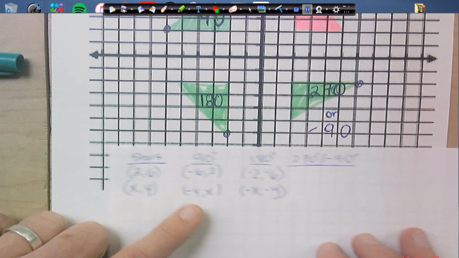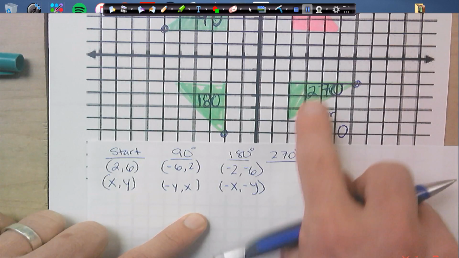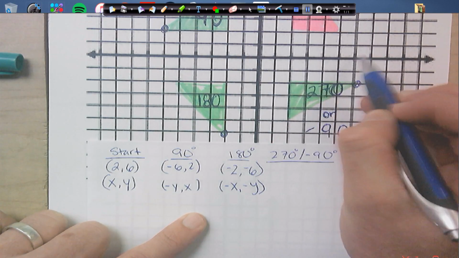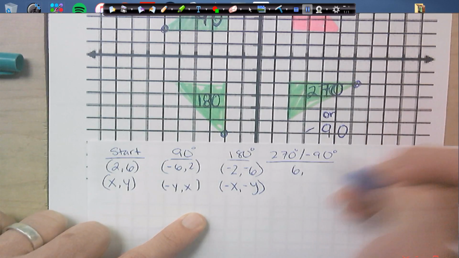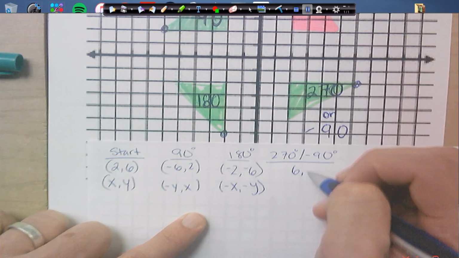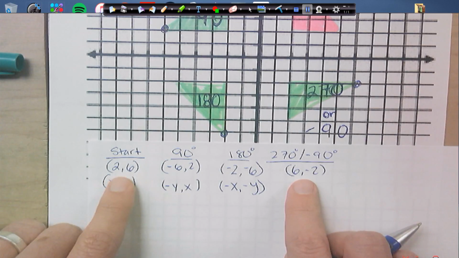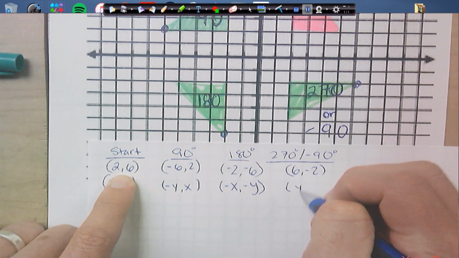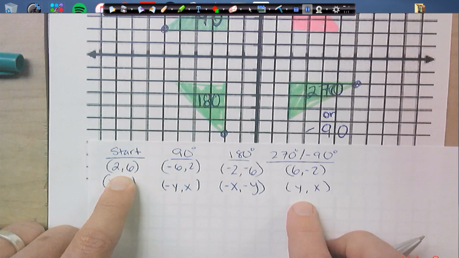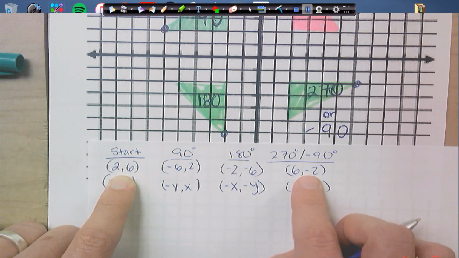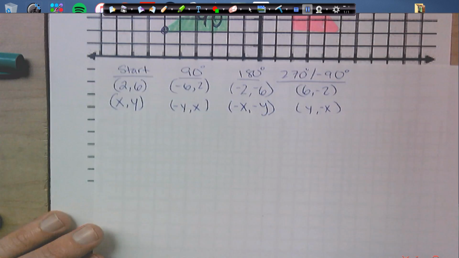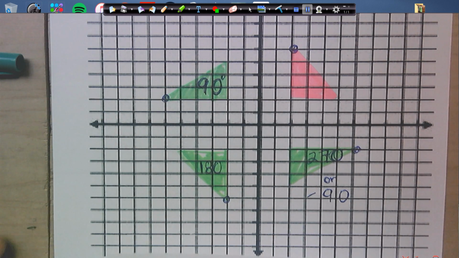Alright? And the last one right here, 270. We have our point right here, 1, 2, 3, 4, 5, 6, comma, negative 2. So if we look at from our start to 270, I'm flipping the x and the y. Okay? And then we're going to go ahead and put the back end as negative. All right. So those are all of our rules for our quadrants. So those are what the quadrants look like.